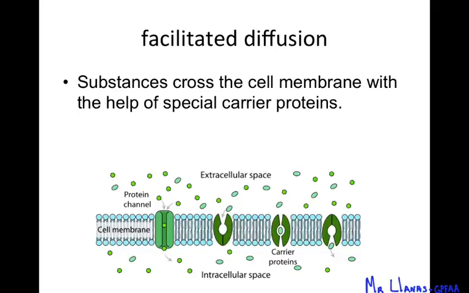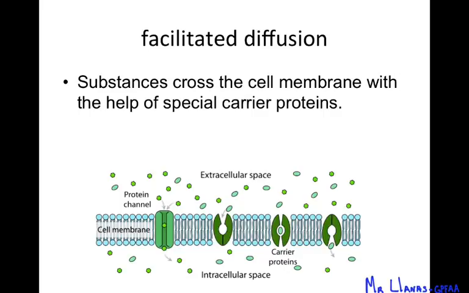Okay, this is facilitated diffusion. This is where substances cross a membrane with the help of proteins, carrier proteins. Okay, things go in and out of the cell. These proteins help these substances to go in and out. And again, they're going from high concentration to low concentration, so no energy is needed. Okay, all right. So that's passive transport.